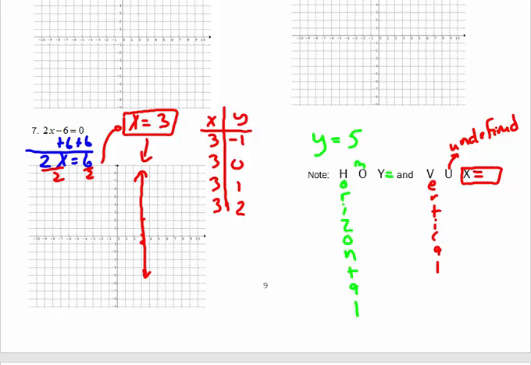So back to vertical lines and horizontal lines. Horizontal lines are going to have just y. Vertical lines will have just x. So be careful when you have a one variable equation.